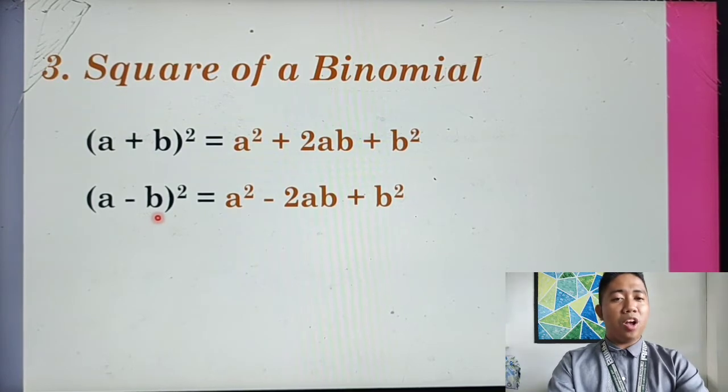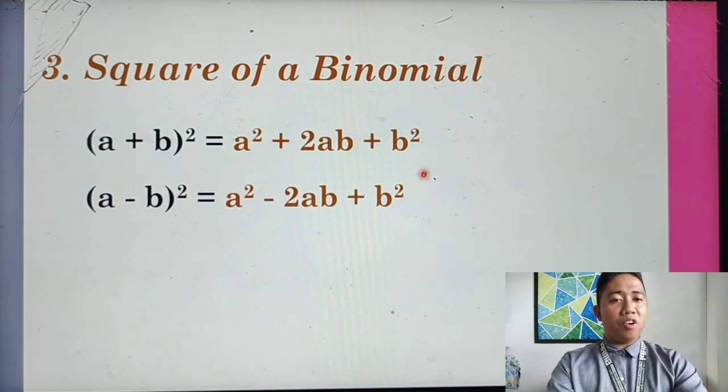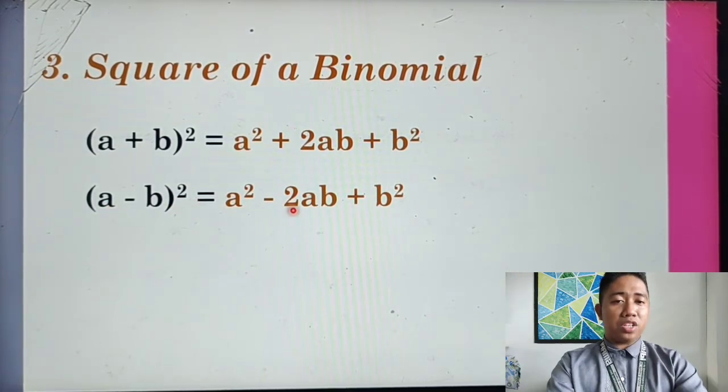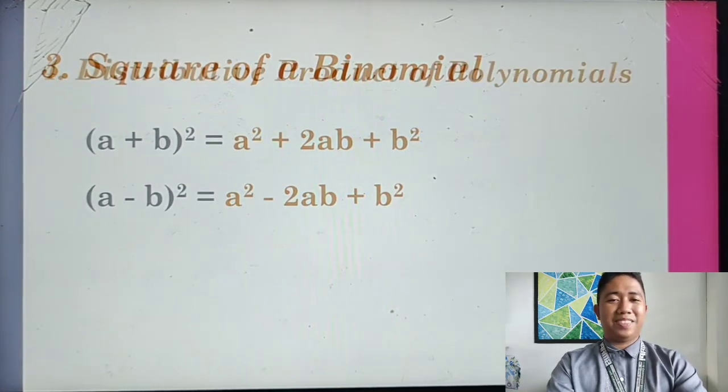The perfect square of negative b squared is still positive. So same with the first perfect square. So the perfect square of the sum of two terms, and of course, we follow the sign, which is negative on the middle term, and we get the product of these two terms, and it's twice of that. So a squared minus 2ab plus b squared.